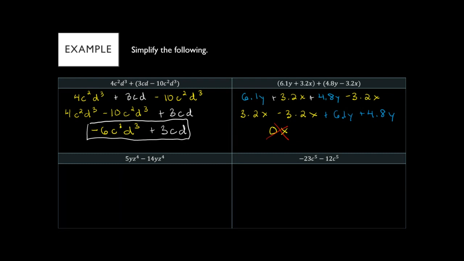So all we have is the 6.1 plus 4.8, which I'm going to use my calculator on. And that gives us 10.9. So we get 10.9y. And that's our final answer because the x part disappeared. So sometimes that happens when you simplify. Are there any questions?